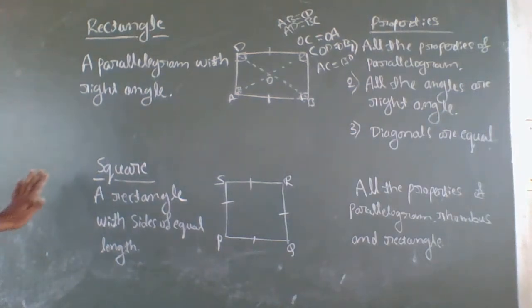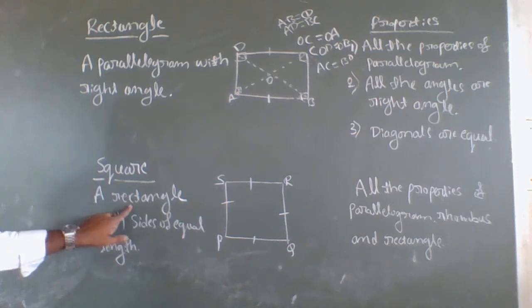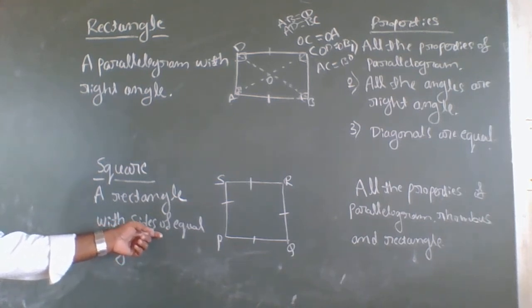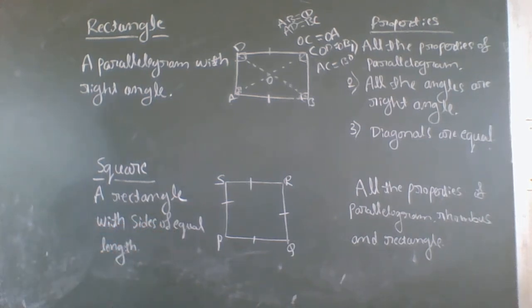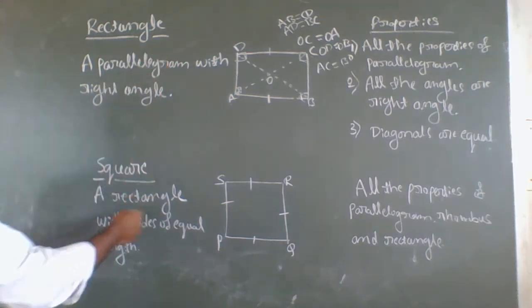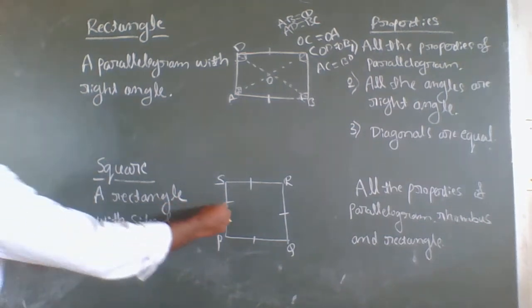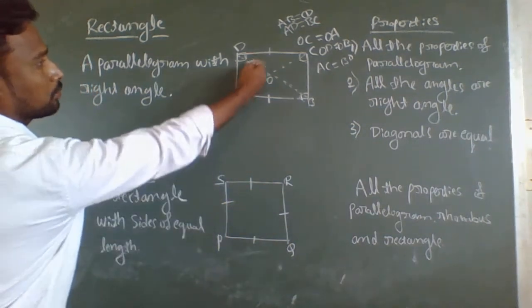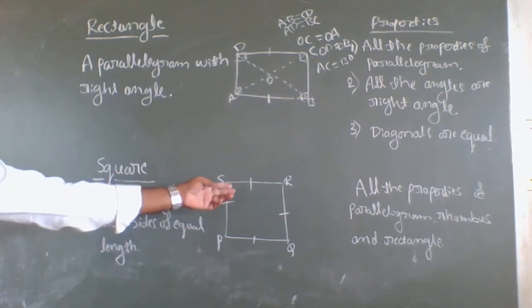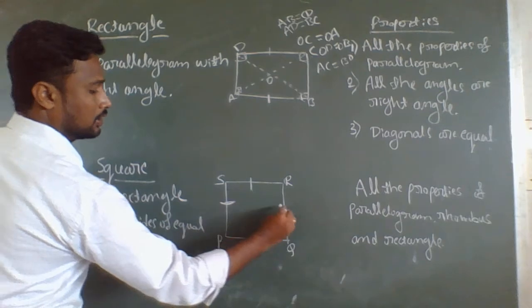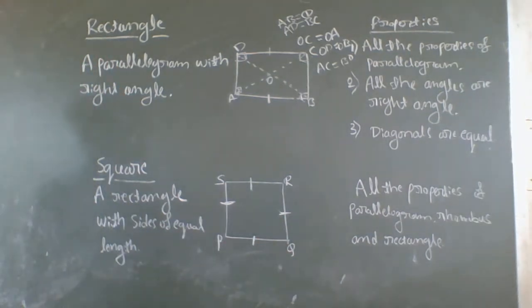Okay, and the next one is square. A square is also a rectangle where all the sides are of equal length. The only difference between a rectangle and a square is that here all the sides are equal to each other. In a rectangle only opposite sides are equal, but here all the sides are equal to each other. Therefore, it is called a square.